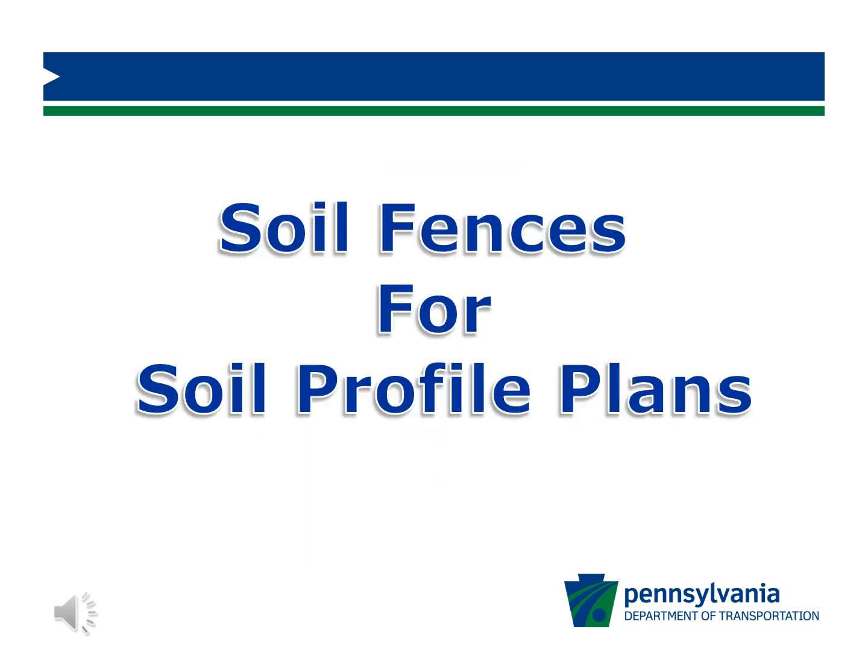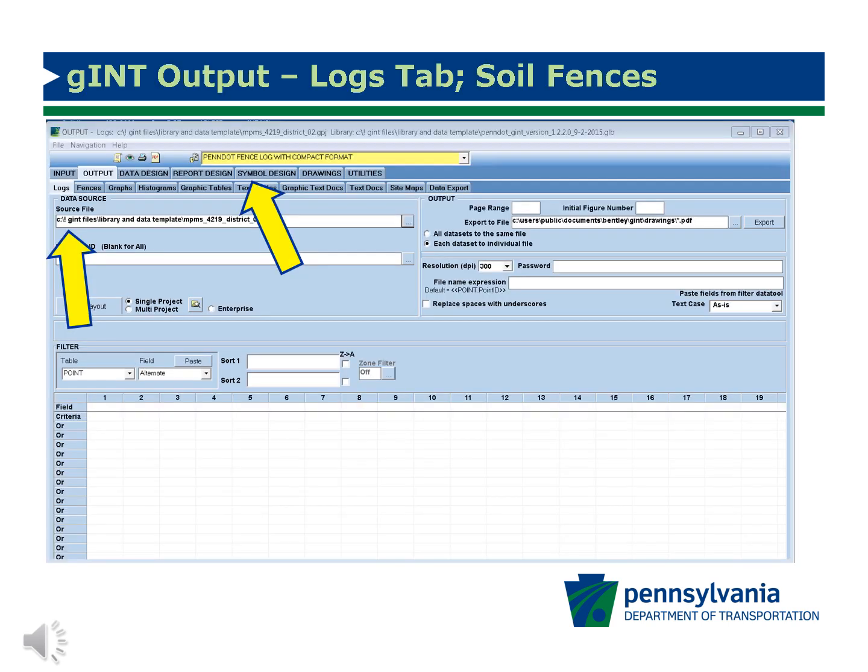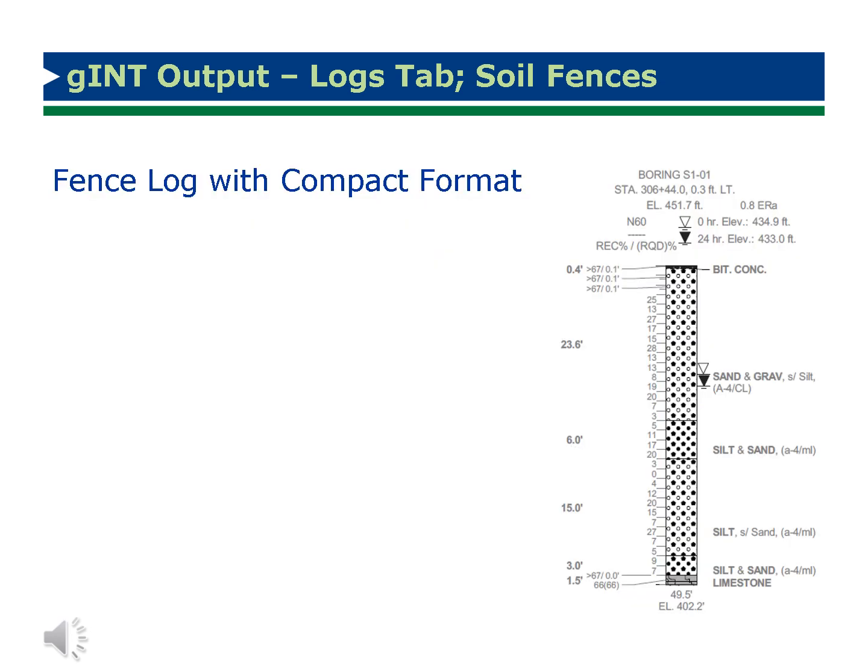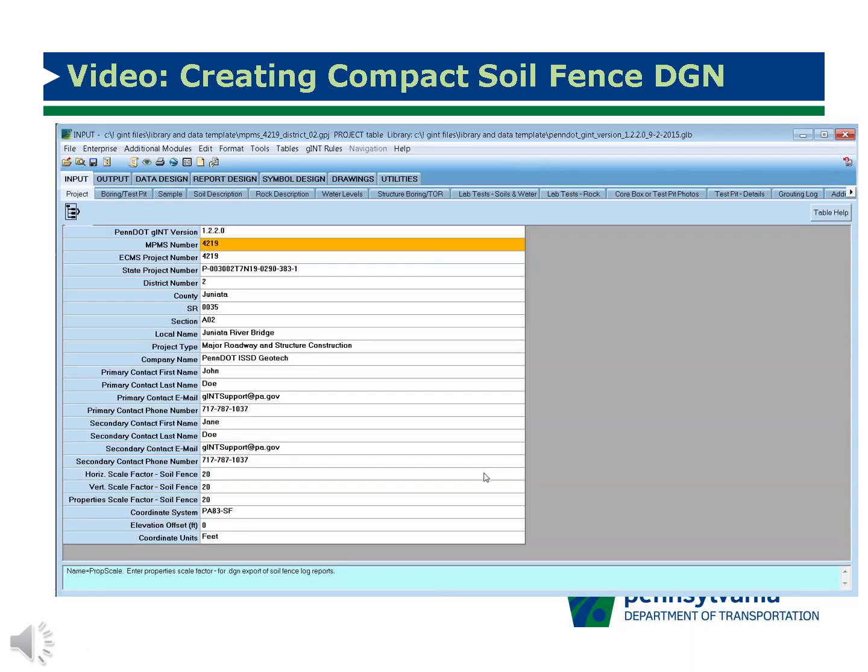The Logs tab contains fence reports intended for use on soil profile plans and cross-sections. This is a screenshot of the output screen showing the Logs tab with the PennDOT fence log with compact format selected. This is an example of a typical fence log with compact format intended for placement on soil profile plans or on cross-sections. Please click on the screen and then click on play to view a video for creating soil fences for export to DGN.